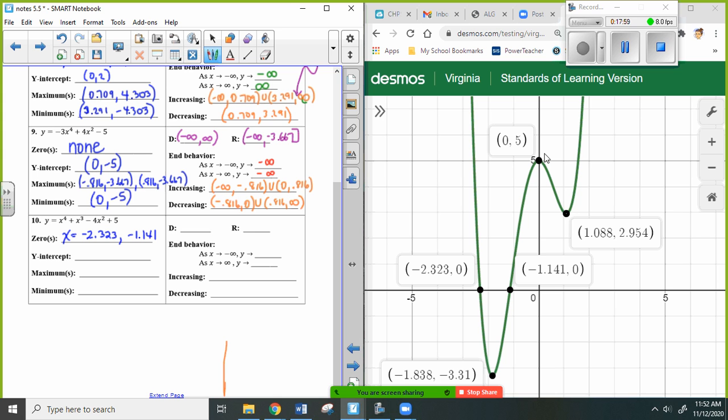Real quick in the chat box, what else is 0.5? It's the y-intercept, but what else is it? Yay. It is also the maximum this time. Very good. And so then that means we have 2 minimums. So I'm just looking at those ordered pairs.